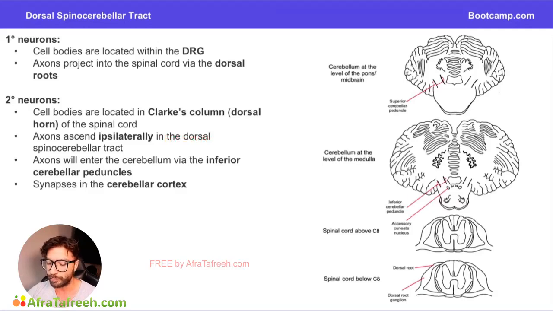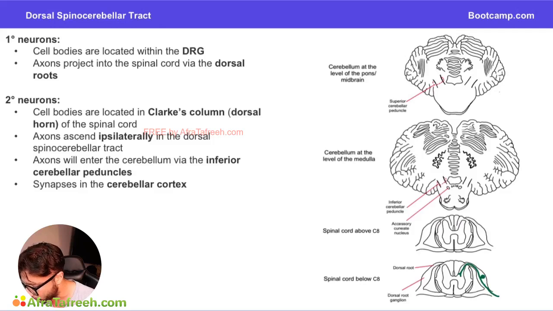Starting off with our dorsal spinocerebellar pathway, it's going to start off similar to those other pathways in the sense that the cell body for the first neuron is going to be located in the dorsal root ganglion. From there, the axon is going to synapse on the second neuron in an area known as Clarke's column, and this is a portion of the dorsal horn of the gray matter of the spinal cord.